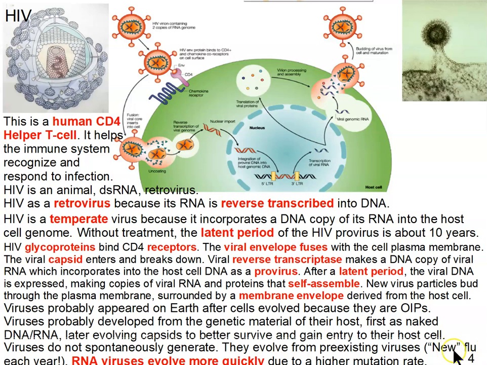The whole reason that we need a different flu vaccine every year is because the flu virus mutates and evolves and changes every year. And the flu virus is an RNA virus, and that explains why it evolves so quickly. RNA viruses evolve more quickly because RNA is less stable than DNA. So it has a higher mutation rate, and that leads to a higher evolution rate.